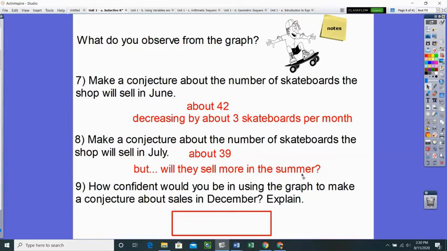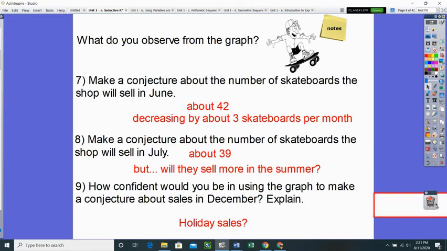And how confident would you be if you used this graph to continue all the way out and talk about sales in December? What do you think about December? Stop for a second and tell me, in a few words on your notes page, what do you think would happen in December? Would this trend continue then? Well, my thoughts are, I don't think so because of holiday sales. Would they sell more in regards to the holidays that come up in those winter months?